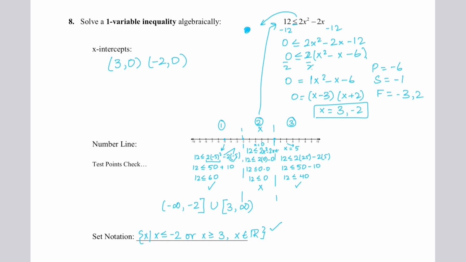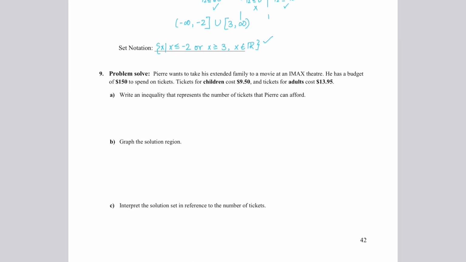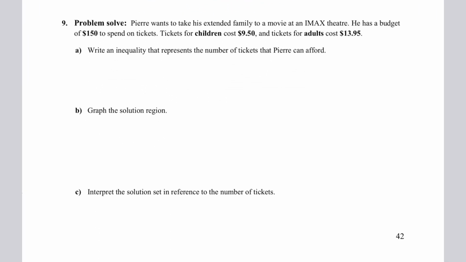Okay, let's do our last question, question 9. It's an application question. Pierre wants to take his extended family to a movie at an IMAX theater. He has a budget of $150 to spend on the tickets. Tickets for children cost $9.50 and tickets for adults cost $13.95. Write an inequality that represents the number of tickets that Pierre can afford.